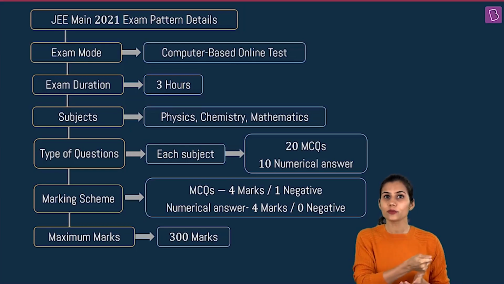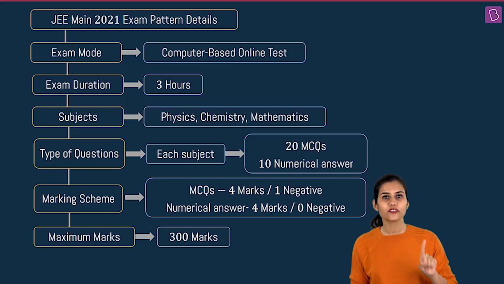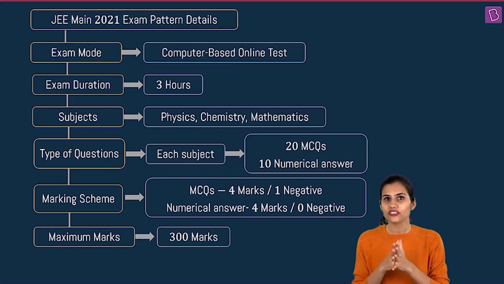If you tick the correct option, you get +4. If you tick the incorrect option, you get a -1. And if you leave the question unanswered, you get 0. So there was a negative marking of -1 in Section A. Whereas if I talk about Section B, it consists of 10 questions.